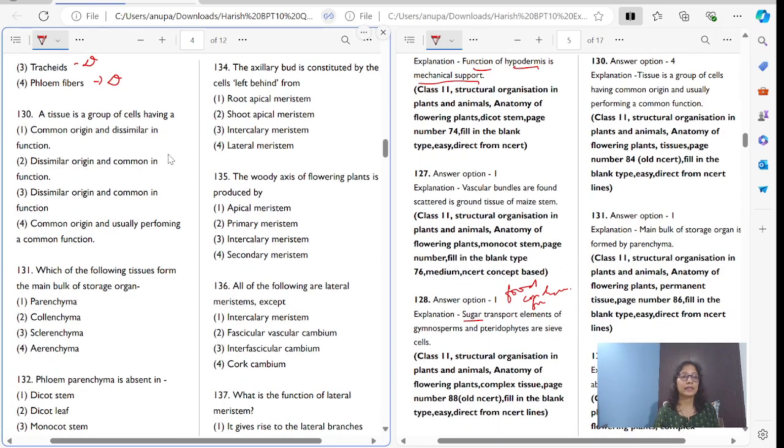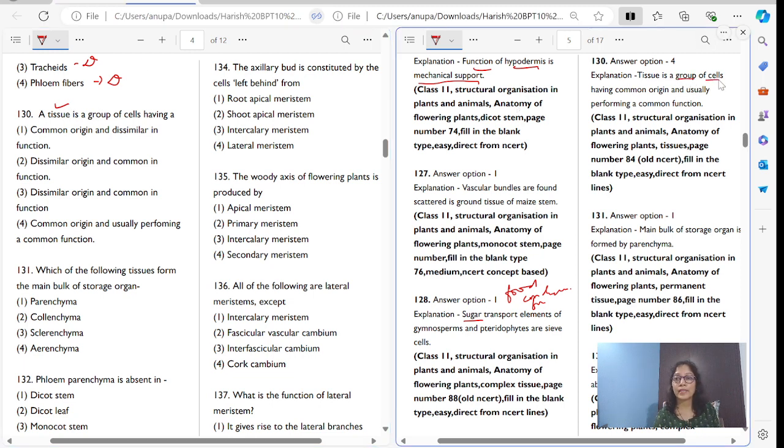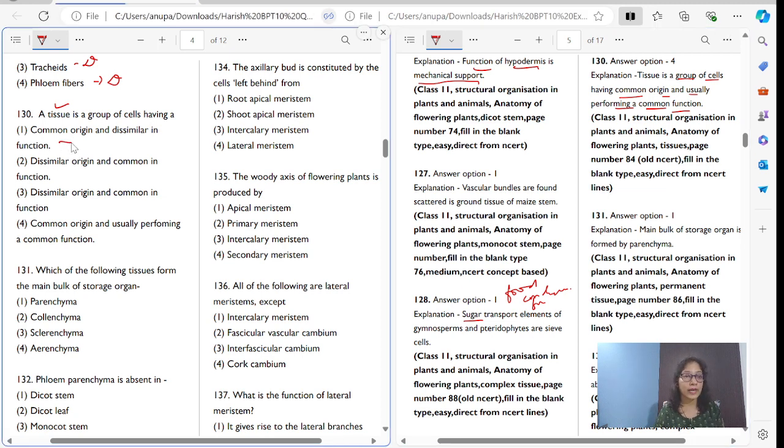Question number 130 states that a tissue is a group of cells having a. So what is a tissue? Tissues are groups of cells. We know that tissues are groups of cells having common origin, and usually performing a common function, which means they unite to perform a similar function. Now let's check the options. The first option is common origin and dissimilar function. Yes, the tissue has common origin but it has similar function, so this option is not correct.